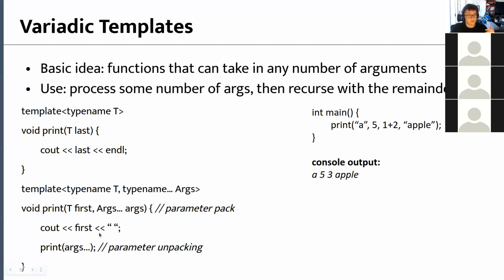Then the second time we recurse on print, the first item is going to be the int 5, and then args is going to have 3 and apple, and you can see how that would work till the end. And one thing to note is that you do actually need this base case where there's only one item and no args.